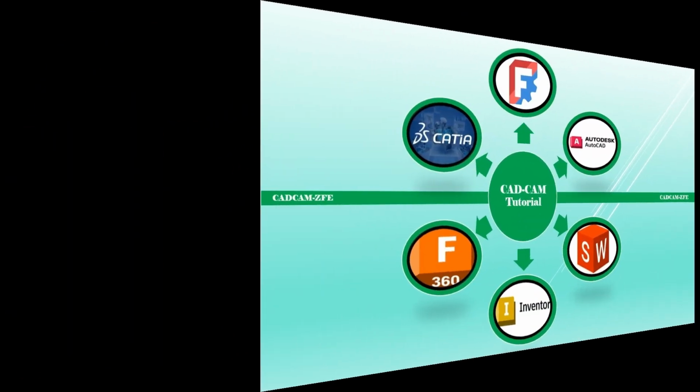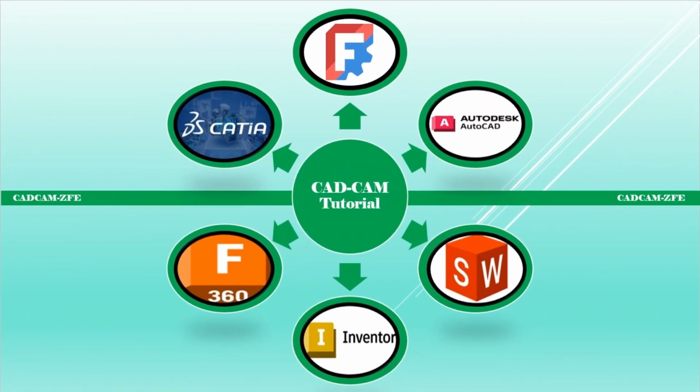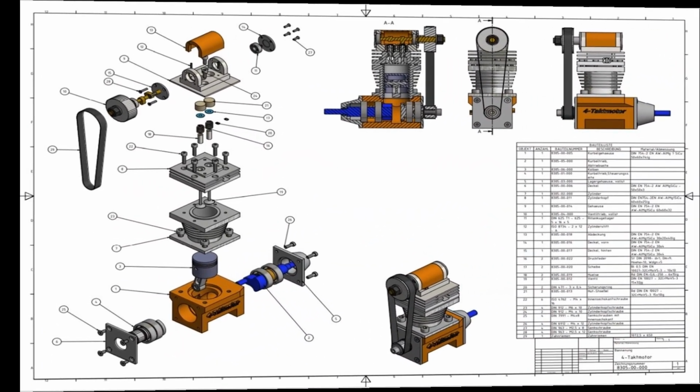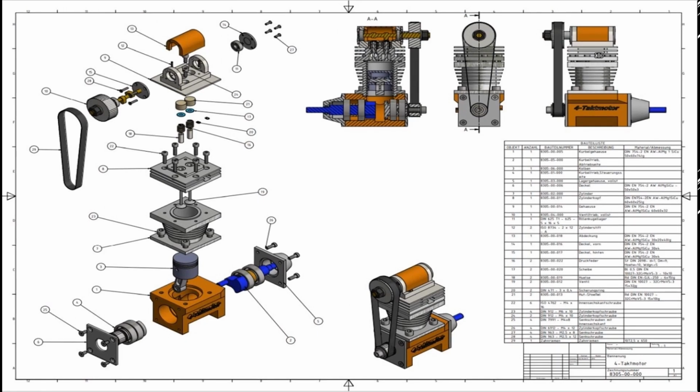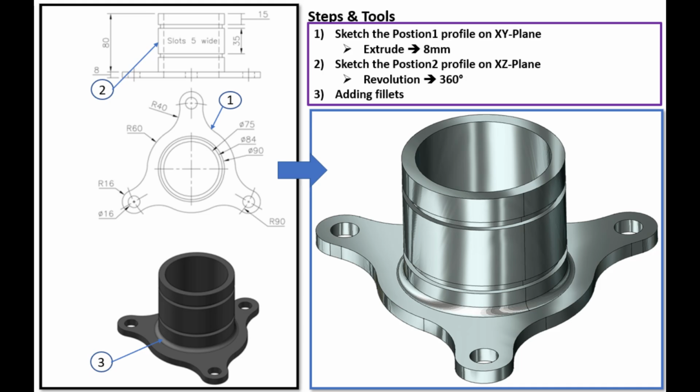In this quick and informative tutorial, I will show you how to create a 3D model from the existing 2D drawing with the help of FreeCAD Part Design tools like Extrude, Revolution, and Fillet. This is the exercise for today. We convert this 2D drawing step by step into this 3D solid part. These are the steps and the tools that I used to create this 3D solid part.